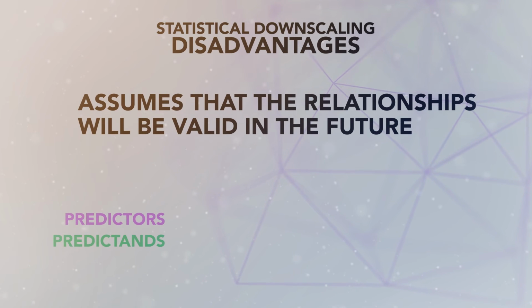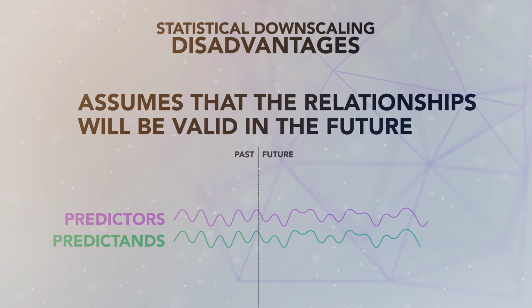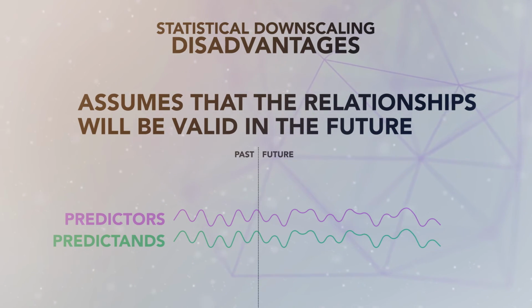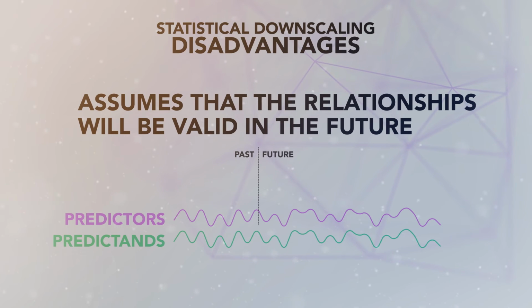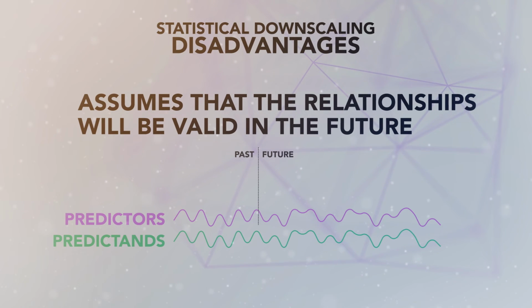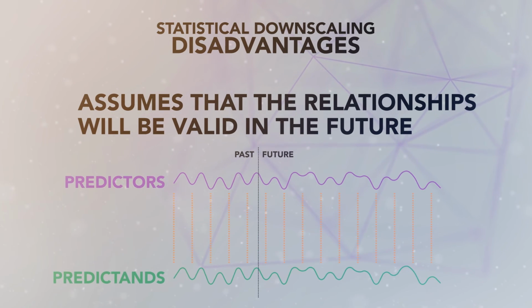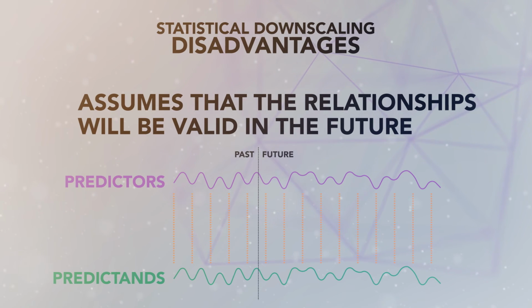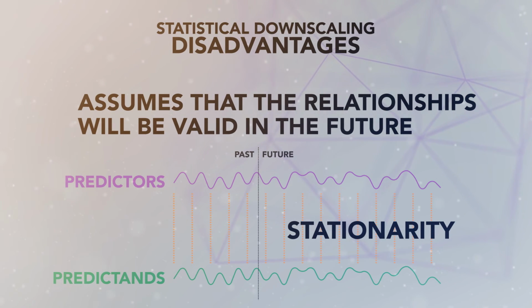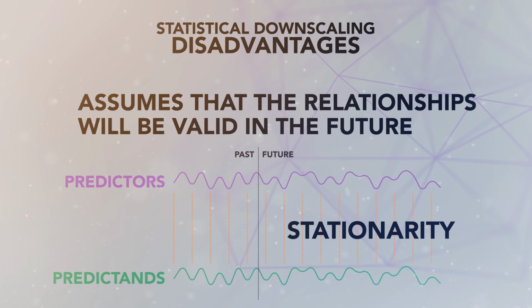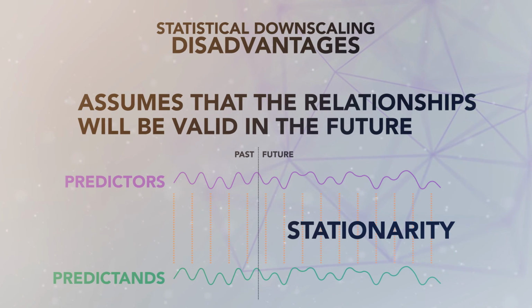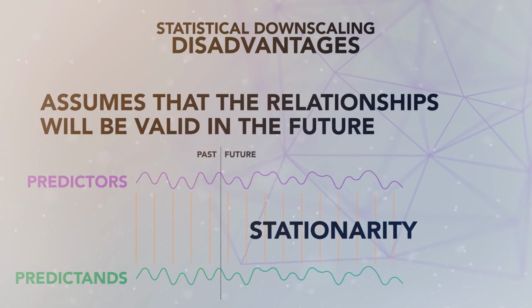Second, statistical downscaling assumes that the relationships described will be valid in the future. The relationships between observations and GCMs are built during a historical period, such as years 1950 to 2000. It's assumed that these relationships will remain the same in the future. This assumption is called stationarity. This particular assumption may not be valid, particularly close to the end of the century, given that climate change may alter the way the climate currently functions.